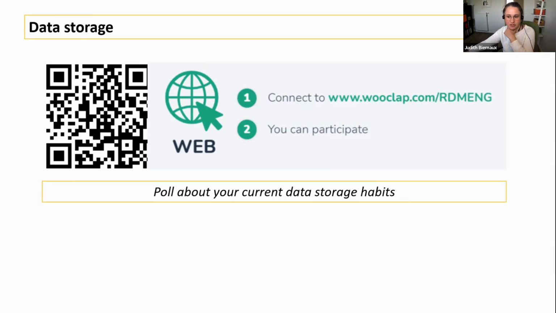So I can see that more people are connecting to the WooClap. I will give you maybe an extra 30 seconds to answer the WooClap. We still have a lot to cover together. So now we will talk about data storage. This is what we're doing on the WooClap. And then we have data analysis. And then we have a little quiz.